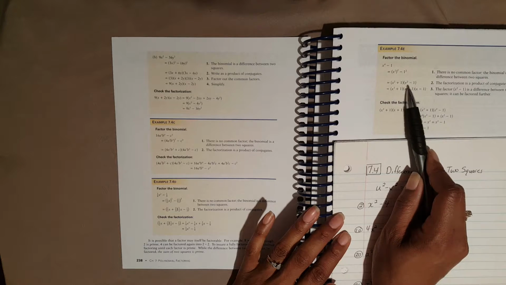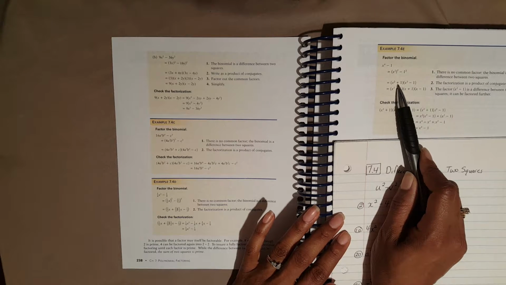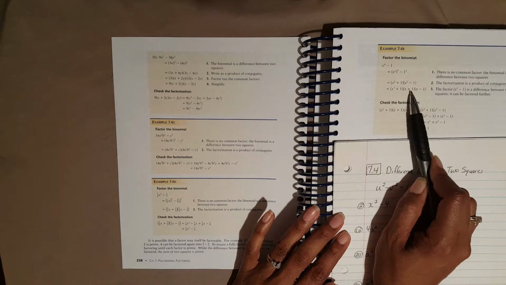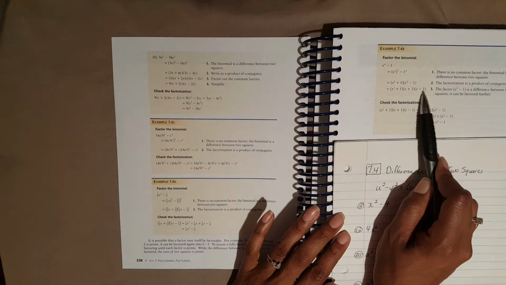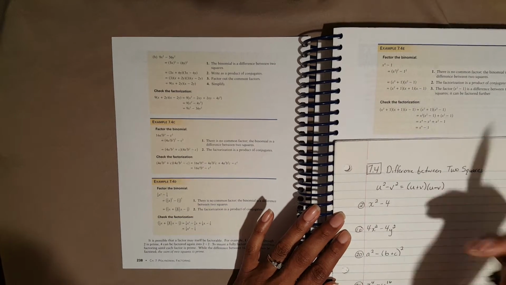So we can factor this part again. So we still have the x squared plus 1. That's an addition of two squares, which cannot be factored. So that stays the same. But this difference of two squares can still be factored into x plus 1 and x minus 1. So this is the full answer with all three factors, okay?